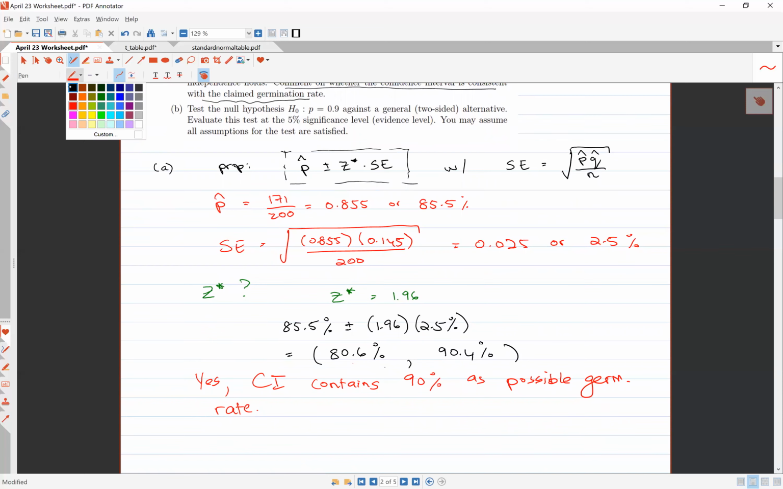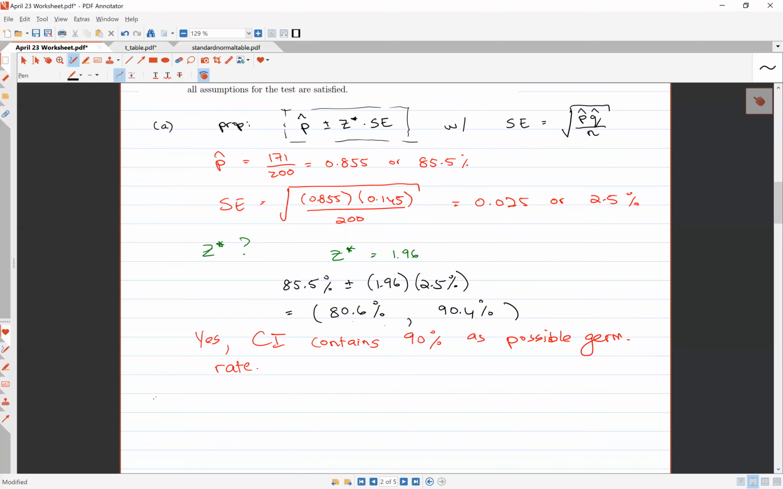Now, what would this problem look like as a testing problem? Say we wanted to test the null hypothesis that p is equal to 0.9 against a general or a two-sided alternative. So that means our null hypothesis says the true proportion is 0.9, and our alternative says it's not equal to 0.9. That's what general alternative or two-sided alternative means. There's no specific direction.